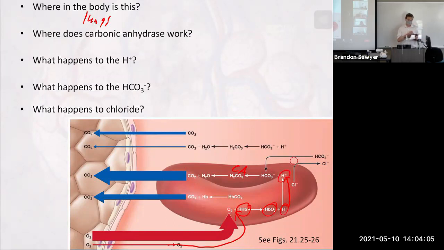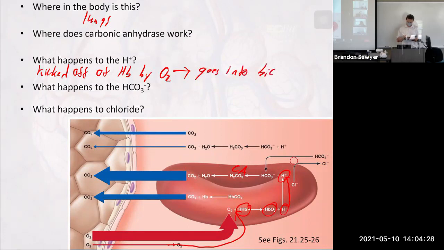I'm not sure how to write that in a short way under what happens to hydrogen, but I guess I should try. So we'll say it gets kicked off of hemoglobin by oxygen, okay? And then goes into the bicarb reaction. Okay, so then it's going to go up and go into that bicarbonate reaction again, okay?